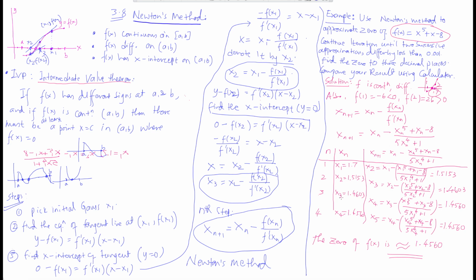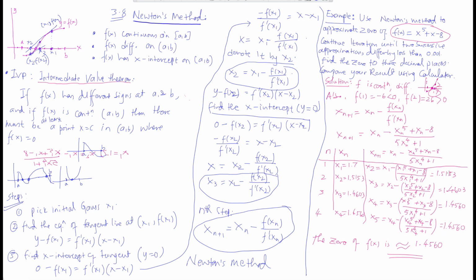Now at n equals 3, x3 is the same value, copy that. Then you will get x4, because n equals 3 means 3 plus 1, 4, so x4 equals x3 minus that value. Plug in the calculator, I got 1.4560. Continue the same way. For n equals 4, x4 equals 1.4560. Plug that in: x4 minus (x4 to the 5 plus x4 minus 8) divided by (5x4 to the 4 plus 1). I got 1.4560. Now I stop.